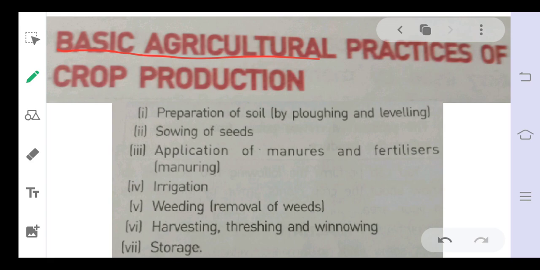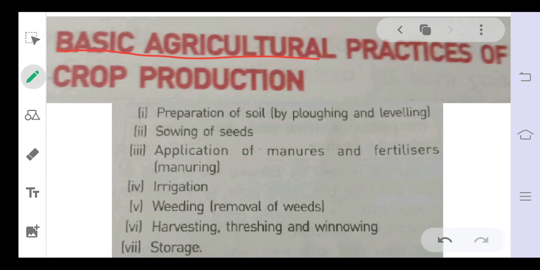Something we have discussed yesterday, that is, it includes how the soil will be prepared, how the seeds will be sown, and how the manures will be added. So today we will discuss all these processes in detail, how the crops are grown by using different methods.